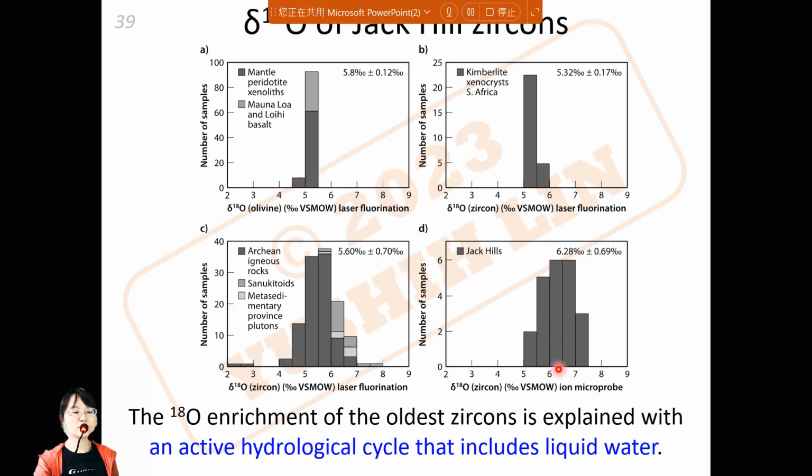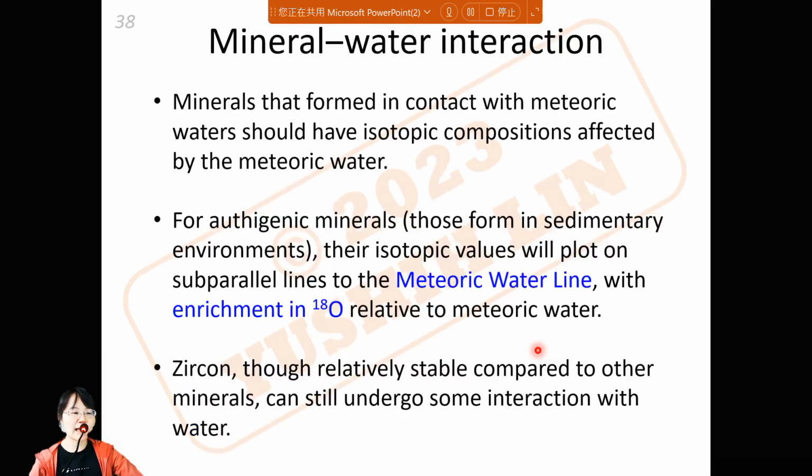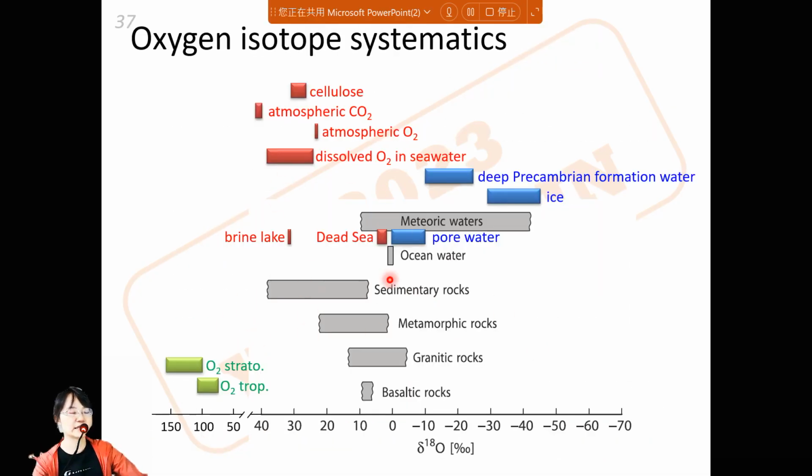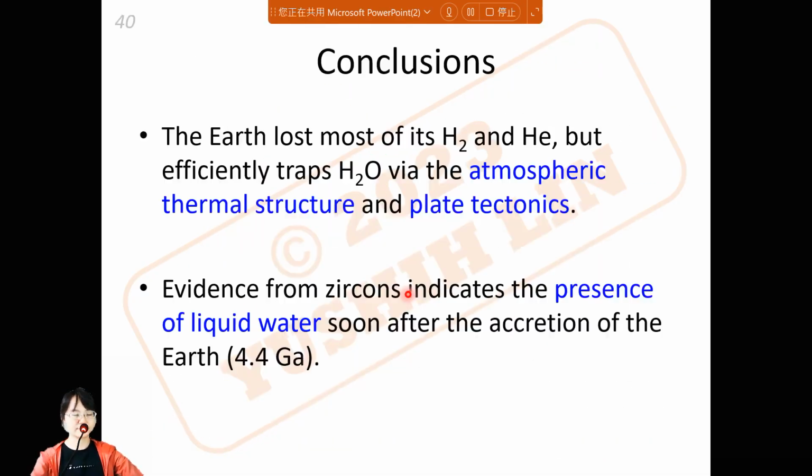So this enrichment in 18O made scientists propose that the presence of these oldest zircons indicates that at that time there was an active hydrological cycle, and that cycle includes liquid water, because this kind of enrichment usually happens when there is sedimentary rock. So now I will conclude today's lecture with these 2 points.